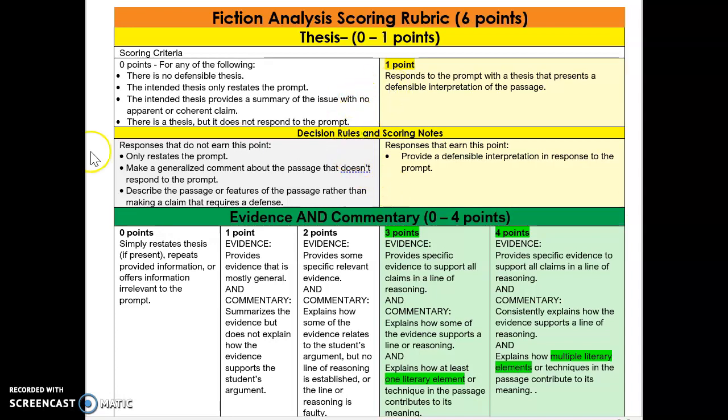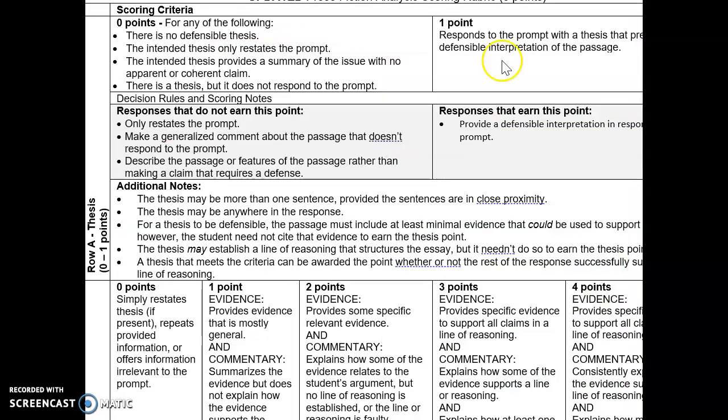Okay, period giants. I decided to do an updated fiction analysis scoring rubric because y'all weren't using the other ones, and I felt like the other video, I talked a lot, but y'all just weren't using it. So I decided to restructure it so that it can look more color coded, and so that I can help you all a little bit better understand how you'll be graded on the analysis essay.